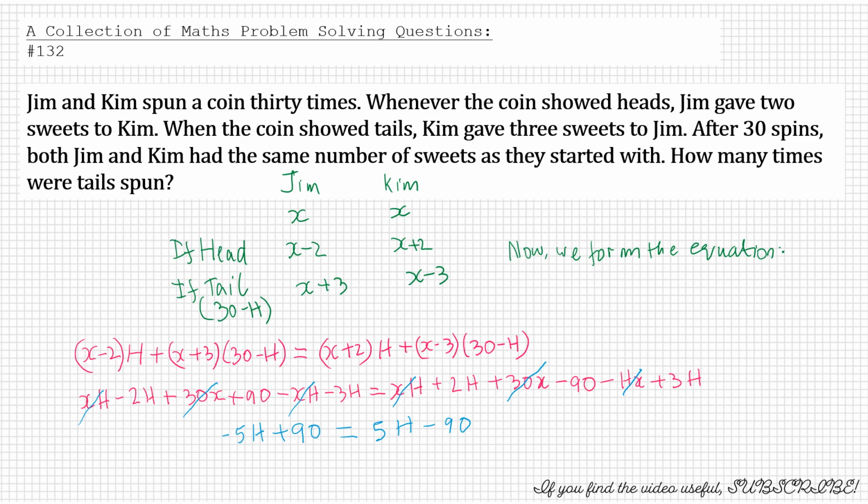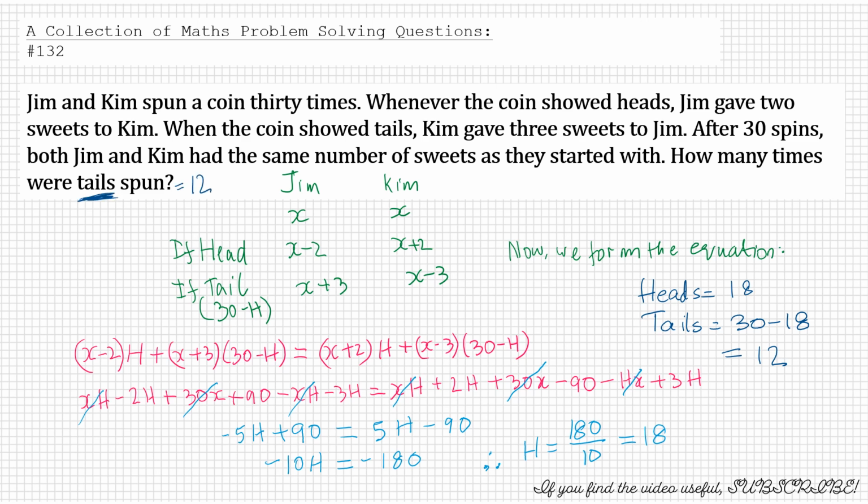So what we have is minus 5H and minus 5H giving us minus 10H equals minus 180, and therefore H is 180 out of 10, and heads become 18. So the number of heads is 18. So the number of tails would be 30 minus 18, and that is 12. So that is the answer to the question. The number of tails spun is 12.